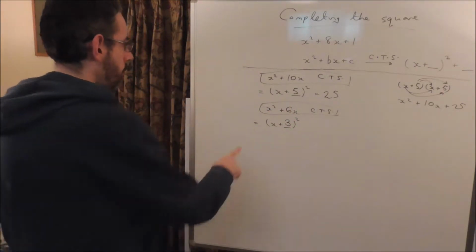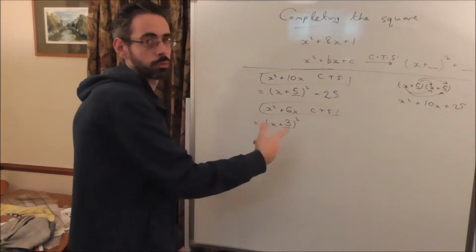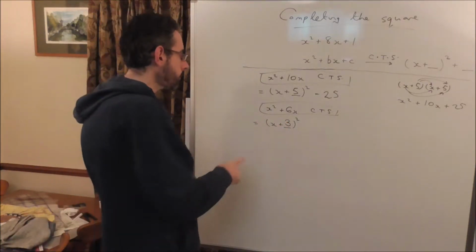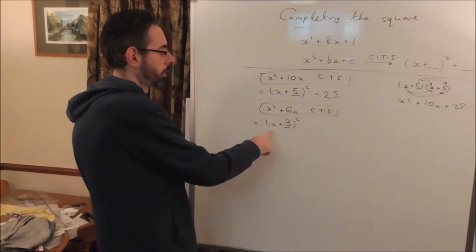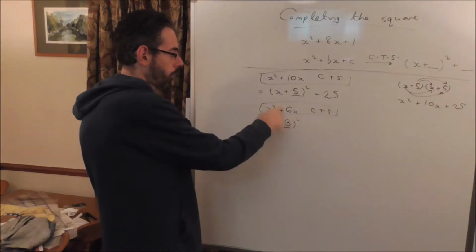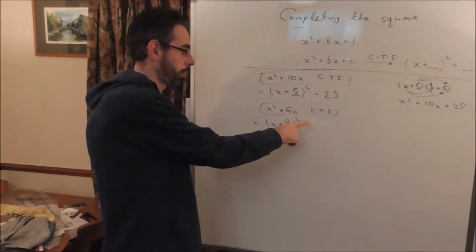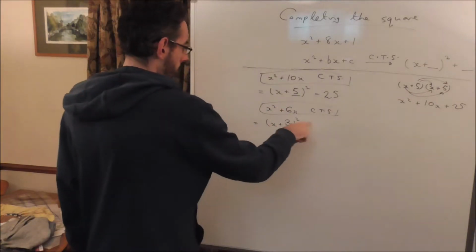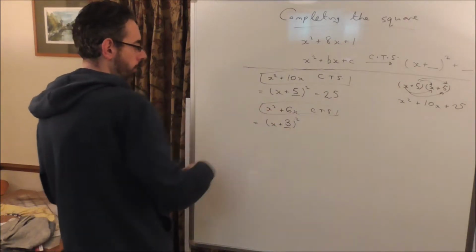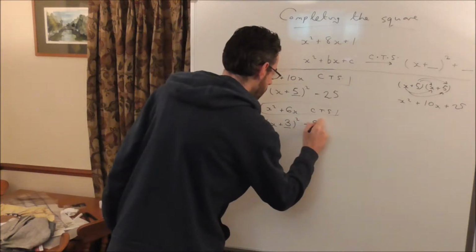And if you were to expand this, in other words, if you were to do x plus 3 times another x plus 3, you'd get x times x, you'd get x squared. You'd get 3x and another 3x, which would be 6x. So you get that stuff, but you also get 3 times 3, because there'd be a 3 in each bracket, and 3 times 3 is 9, which you don't have up there. So again, you've got to take away 9.